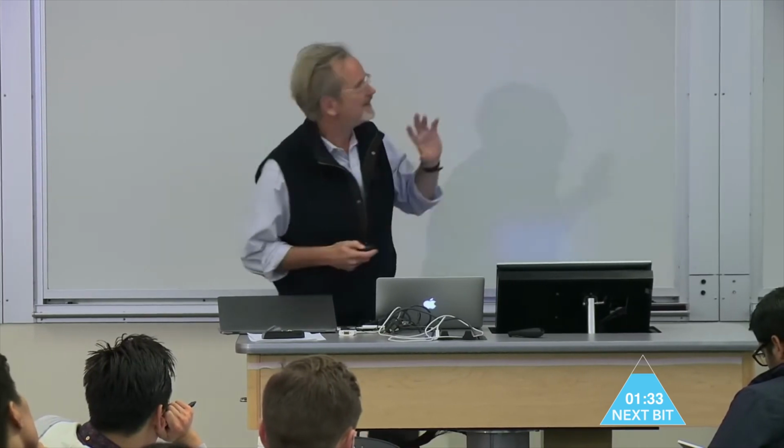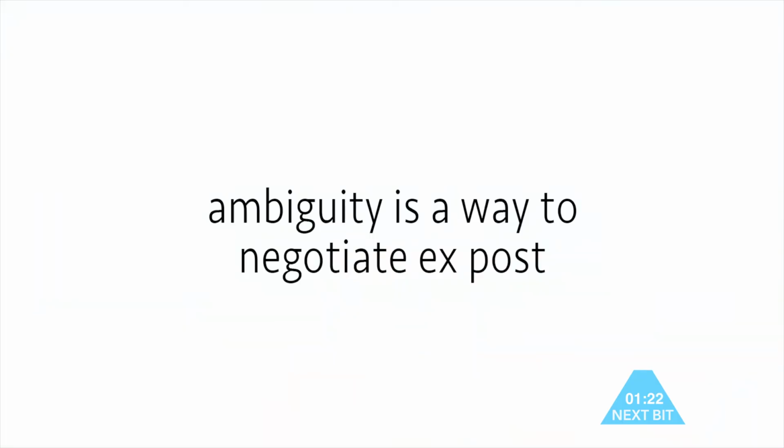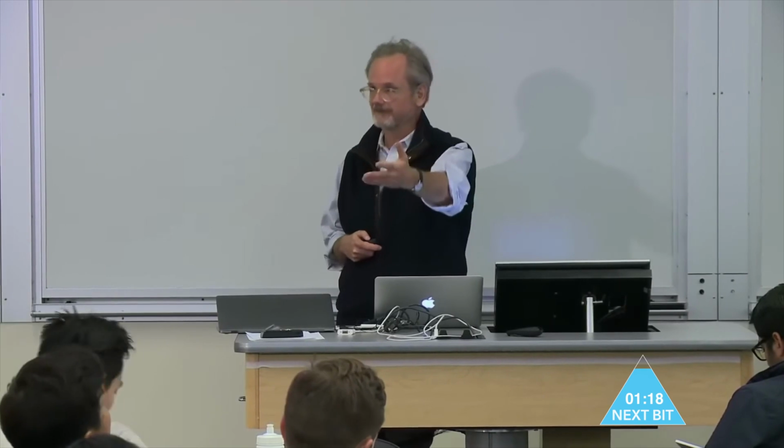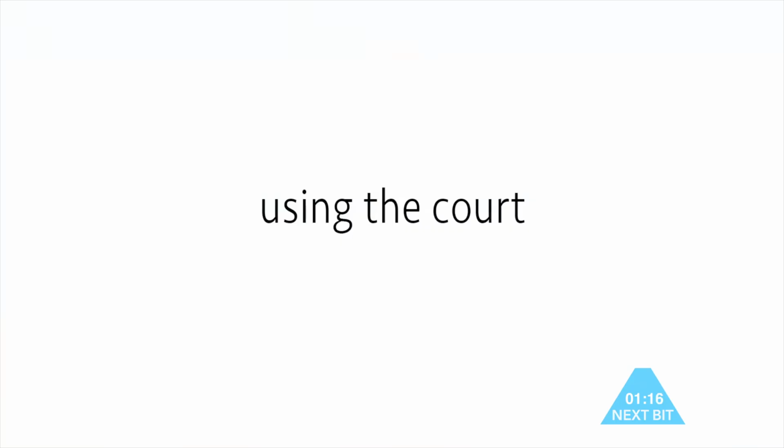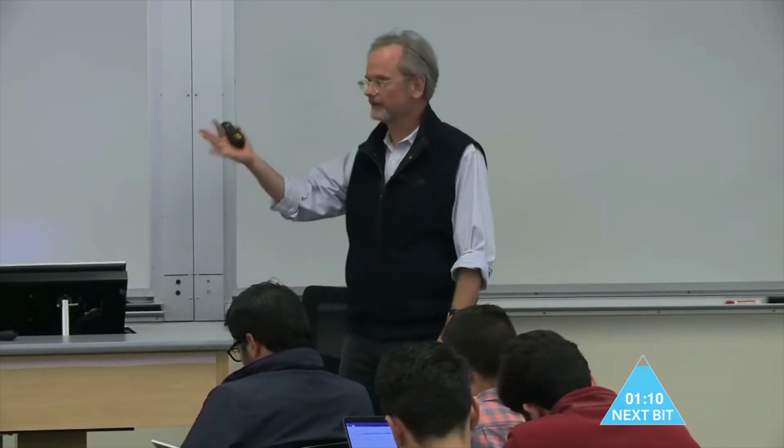So the point is, there are many times when you ask the question, should you negotiate a term ex ante? And the answer to that question is no. And in those contexts, an ambiguity is a way to negotiate it ex post, meaning after the fact, by using the court. So as we think about these digital smart contracts, this is why smart contracts are referred to as dumb contracts.